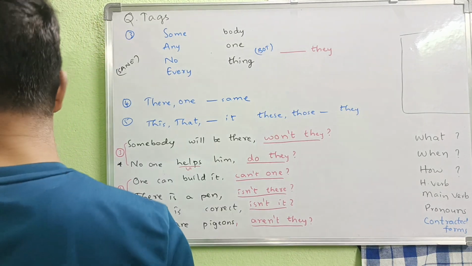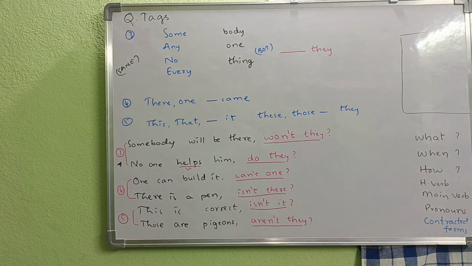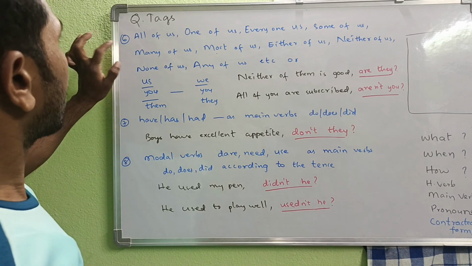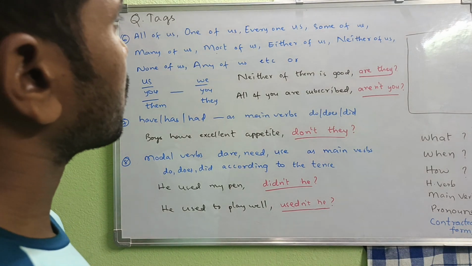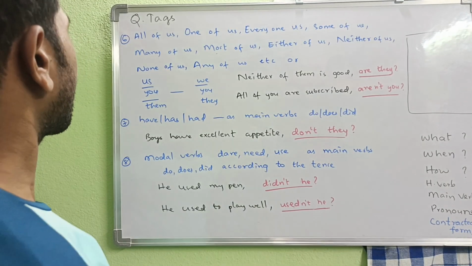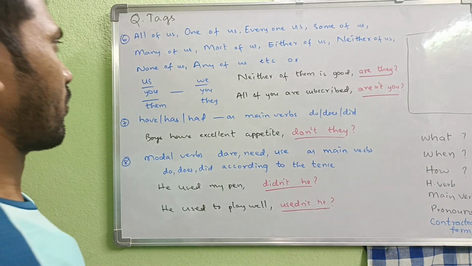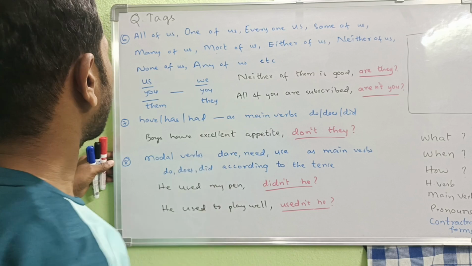Next examples are some important ones: all of us, one of us, every one of us, some of us, many of us, most of us, either of us, neither of us, none of us, any of us, etc. These types of words.